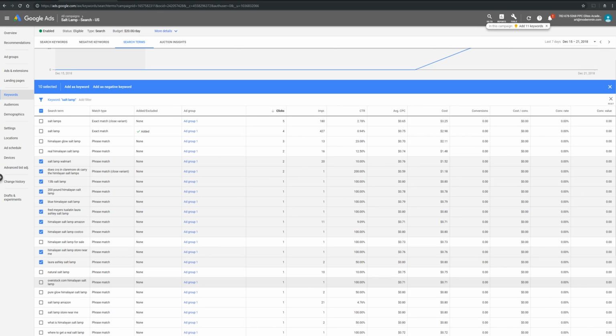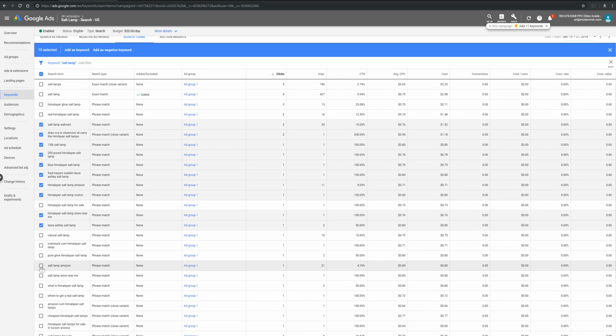Overstock is kind of like a cheapy site in a way, so you might be able to get away with leaving it. I would just leave that one for now, because if they're looking for that, they're looking for a deal. And if you show them your ad, which obviously has 50% off, then there's a high chance for them to buy. All right, so Amazon, salt lamp store near me.